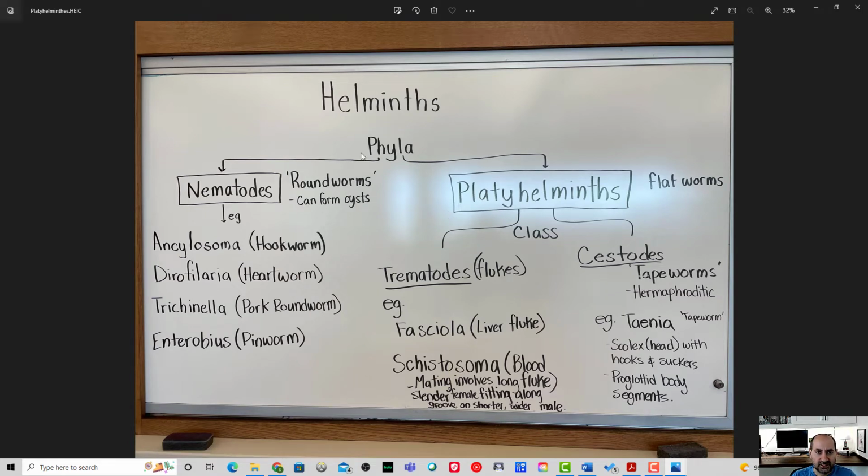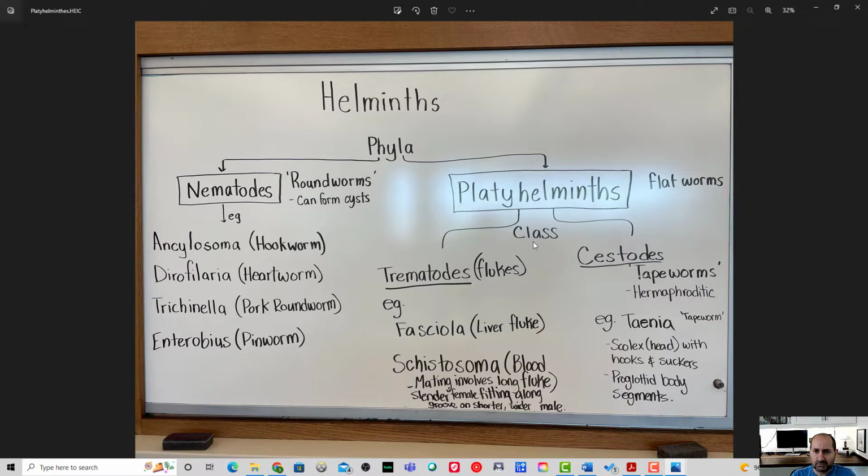You can see I wanted you to know about the major phyla: nematodes, which are the roundworms that can usually form cysts, versus the Platyhelminthes, which are known as the flatworms. Let's start with the nematodes. The example species I wanted you to know about were Ancylostoma, which is the hookworm, Dirofilaria, the heartworm, Trichinella, pork roundworm, and Enterobius, which is the pinworm.